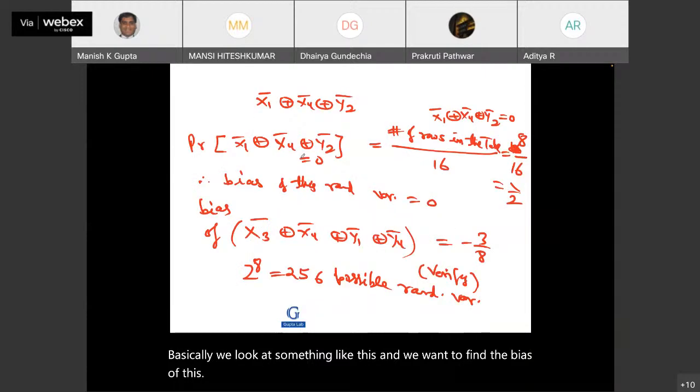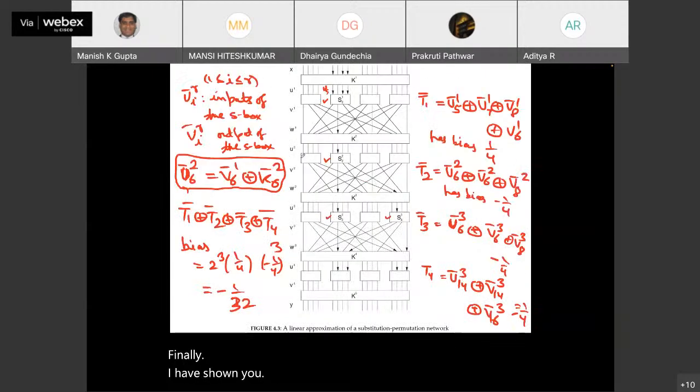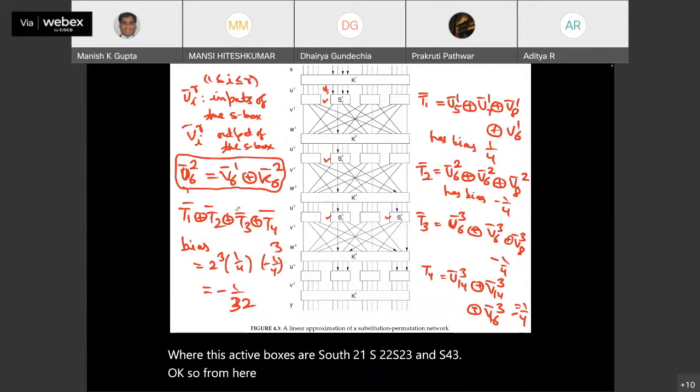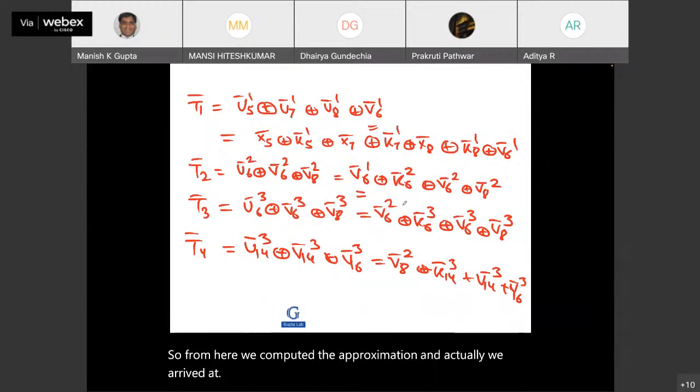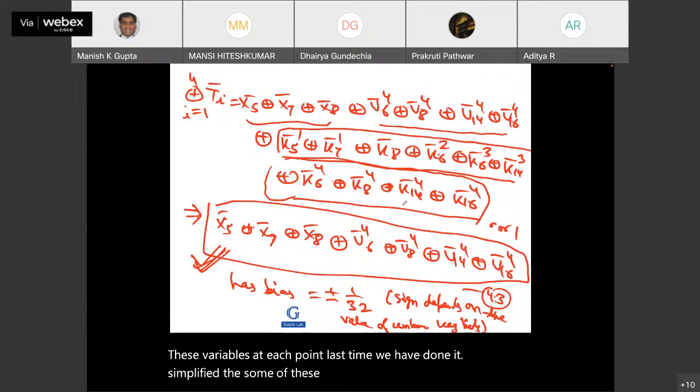Finally, I have shown you these are the linear approximation picture. It's a linear approximation of the substitution network, where the active S-boxes are S21, S22, S23, and S43. From here we computed the approximation, and arrived at these variables at each point. Last time we simplified the sum of these variables, and finally we arrived at this kind of expression, which has bias plus or minus 1/32. Up to this point we have done in the last class.